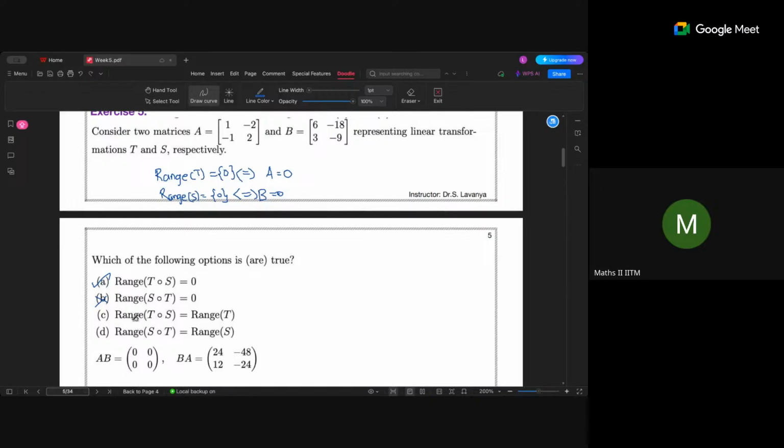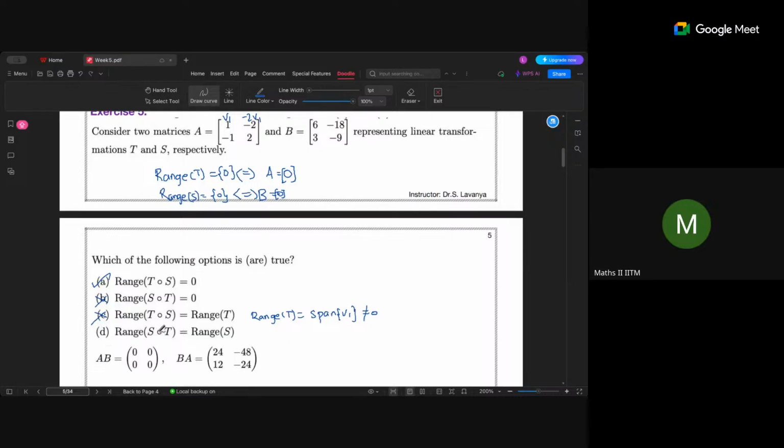So now tell me whether the option C is correct or not. You know the range of T composition S is 0 because AB is the 0 matrix. This is the 0 matrix actually. Okay, range of T is a line. So range of T, you can see this is V1 and this is minus 2 V1. So it is the span of V1, right? And it is non-zero, so you see that it is not equal.